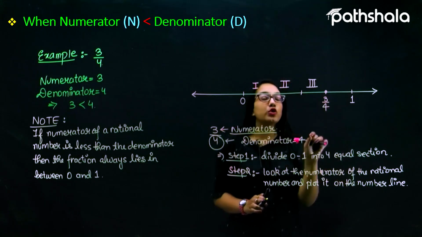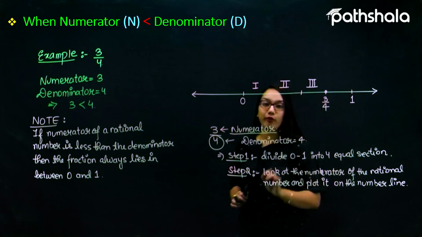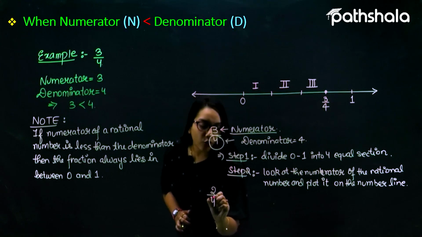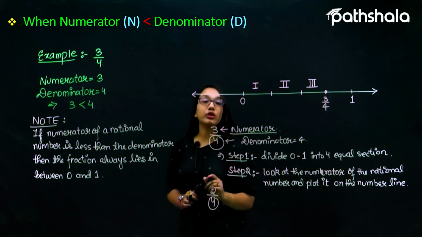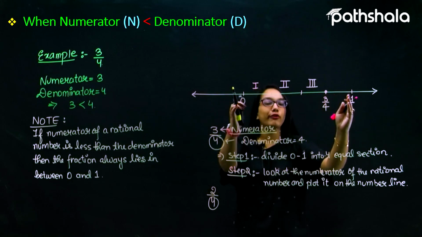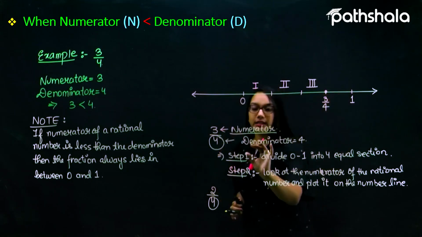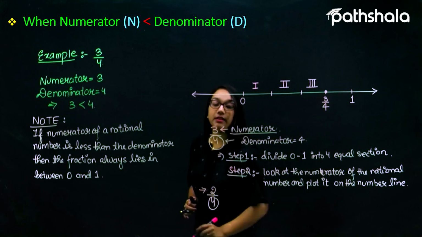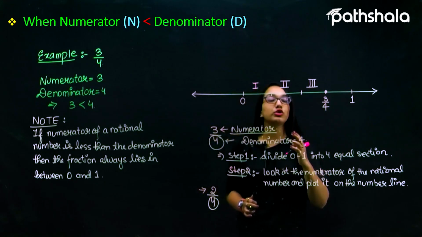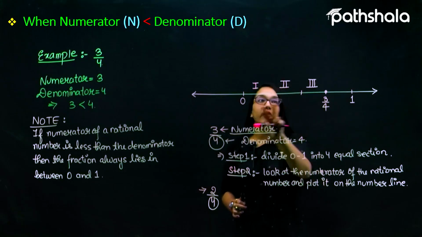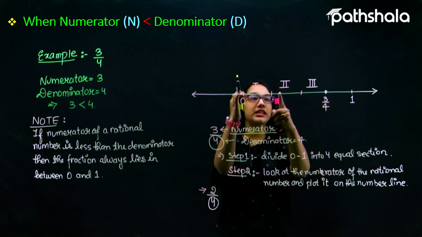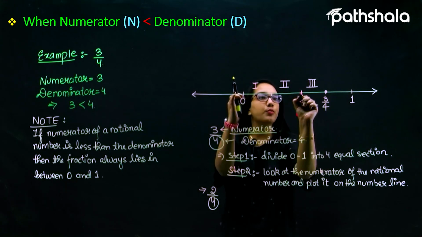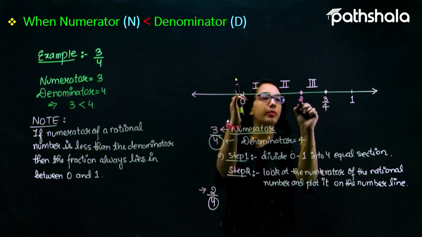So let us suppose we were talking about 2 by 4. Over here, 4 is in the denominator, so we have to divide 0 and 1 into 4 equal sections like I did in step number 1. Further, we have to see the numerator. The numerator is nothing but 2. So we have to look out for the second section over here. The second section ends at this particular point. So this point is nothing but 2 by 4.